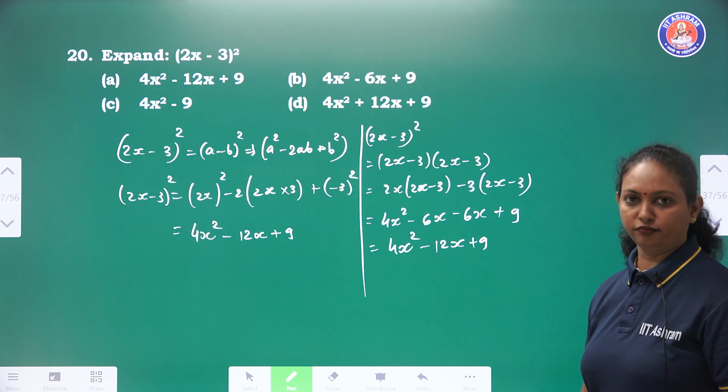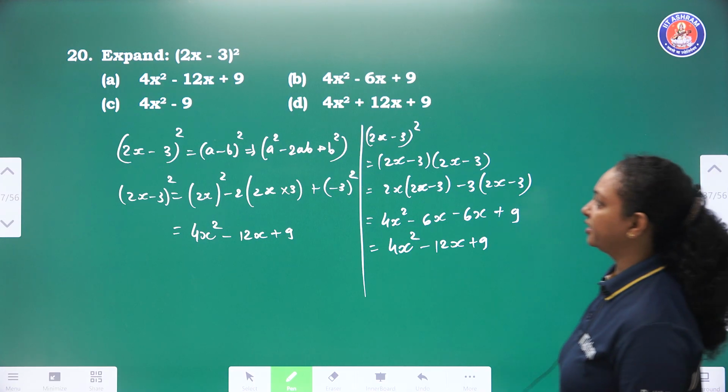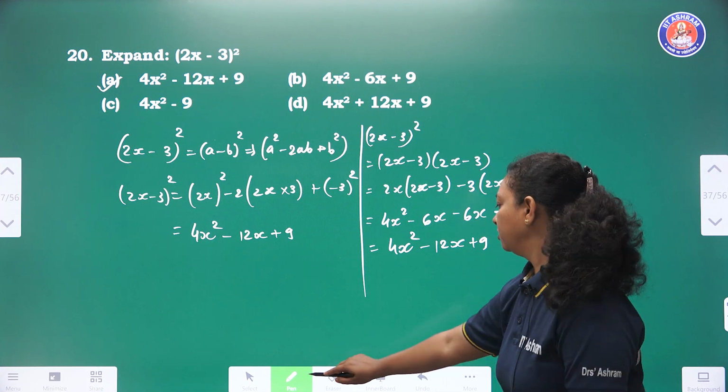You can go with either option, but the identity is more helpful. So which option is the correct one? Option A. Okay? Move on to the next one.